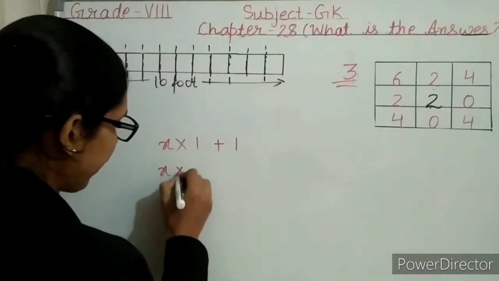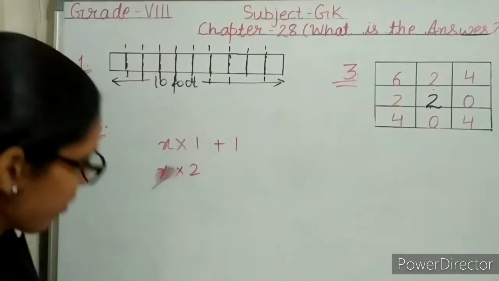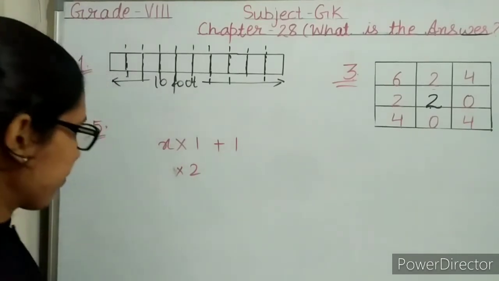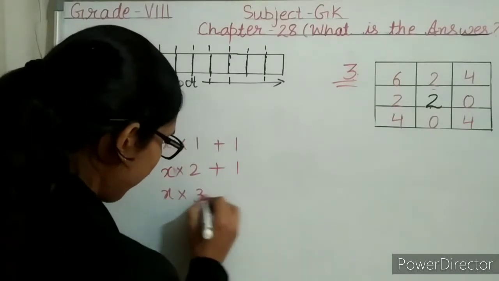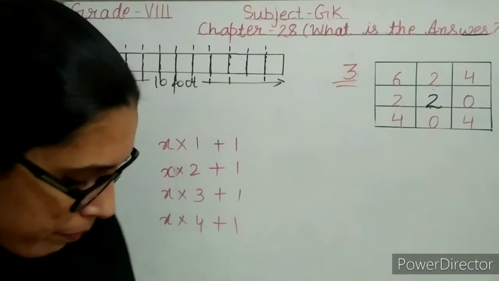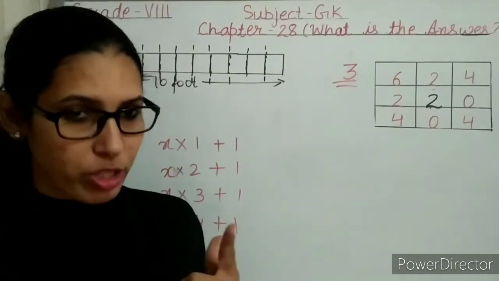Okay. In the second line, the rule is, this is x. Wait, let me erase. This is x into 2 plus 1. x into 3 plus 1. x into 4 plus 1. They are asking us what will come in the place of the question mark.